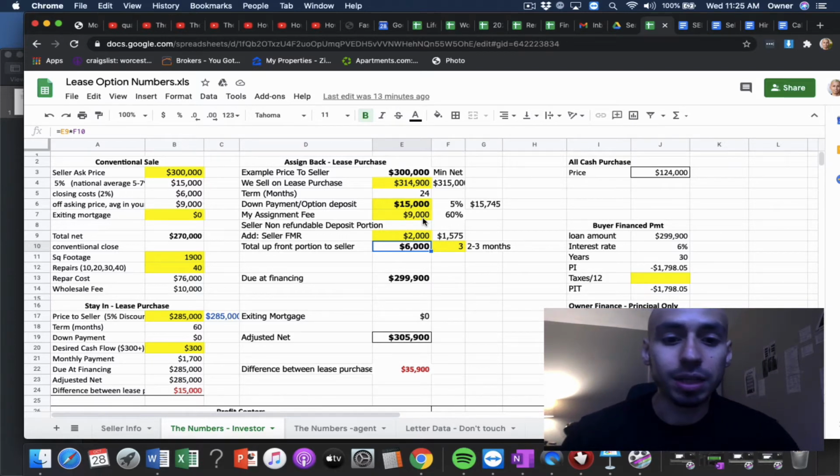So what I found is that instead of splitting the 5% option deposit 50-50, I just offer them 3 months total, because this ends up being less than the 50-50 split, right? So I ended up earning more this way. As you can see, this is 60% of the option deposit. So that's how I explain it.